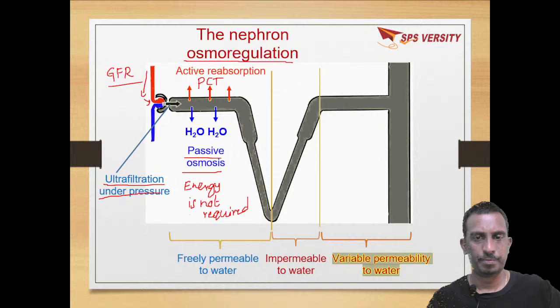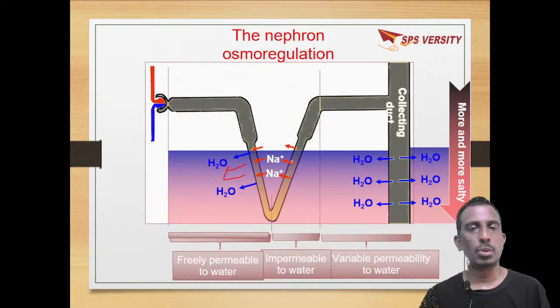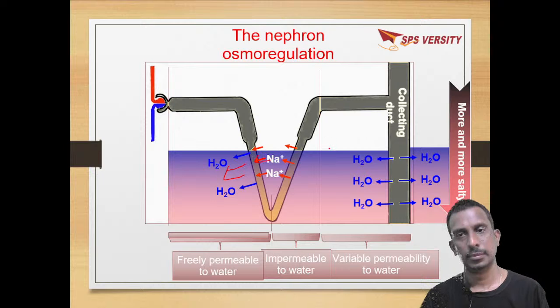And here you can see variable permeability to water. Okay. So here the water is reabsorbed, and here in the medulla region the water is reabsorbed, and sodium ions are secreted into this. Even in the collecting duct the water is reabsorbed. Okay. That means as you move from cortex to medulla, the salt concentration will increase. So this is the collecting duct, this is the DCT, this is the ascending limb of loop of Henle, this is the descending limb, and this is the PCT. So here you can see more salt concentration, and here also you can see the water reabsorption.